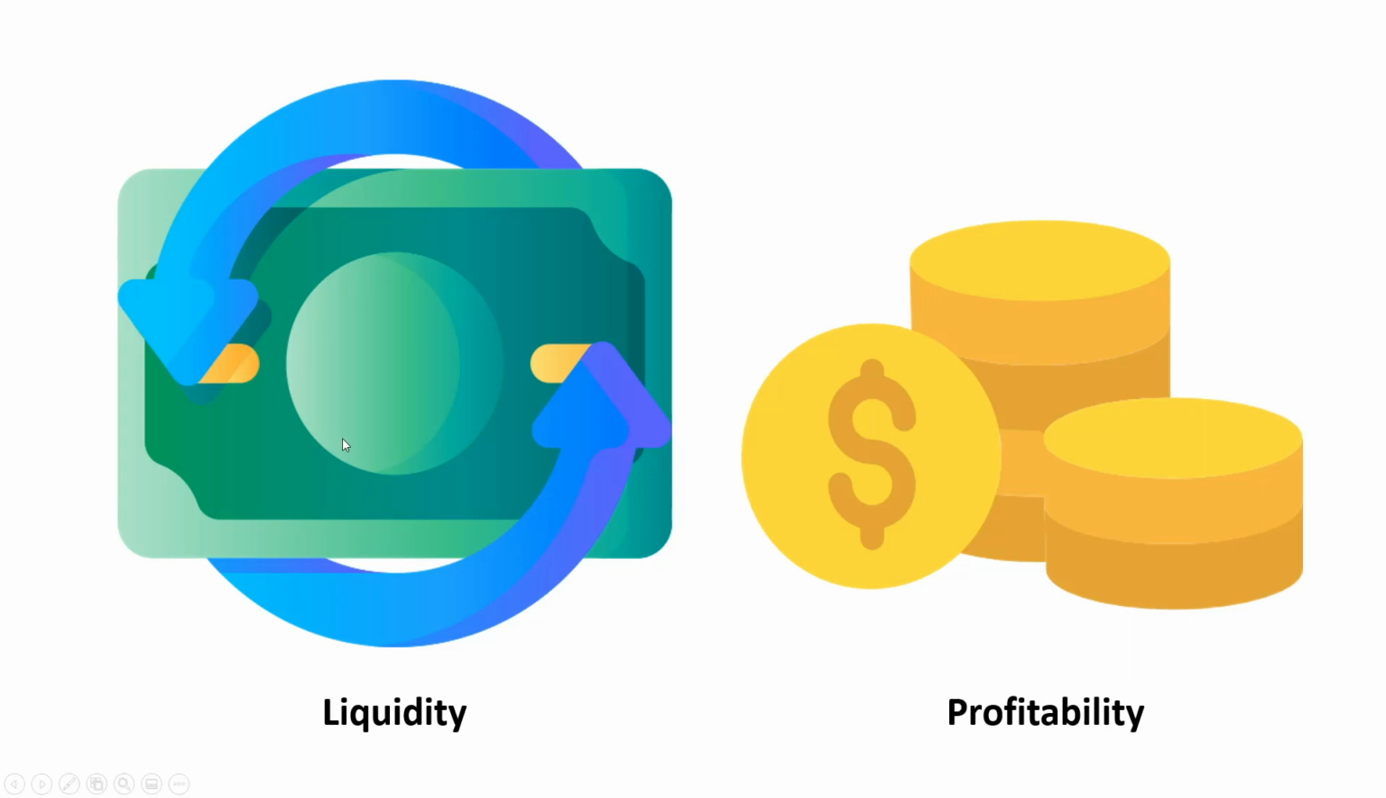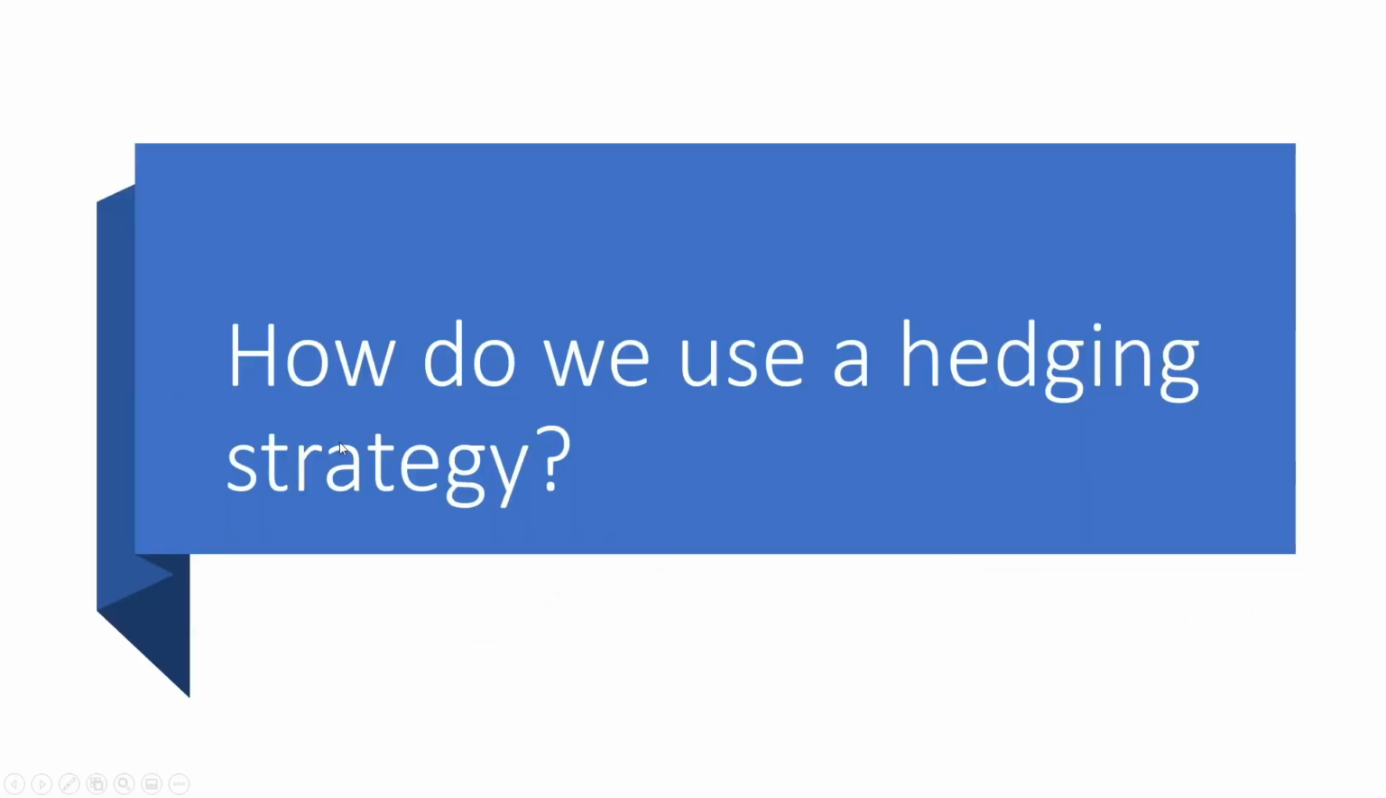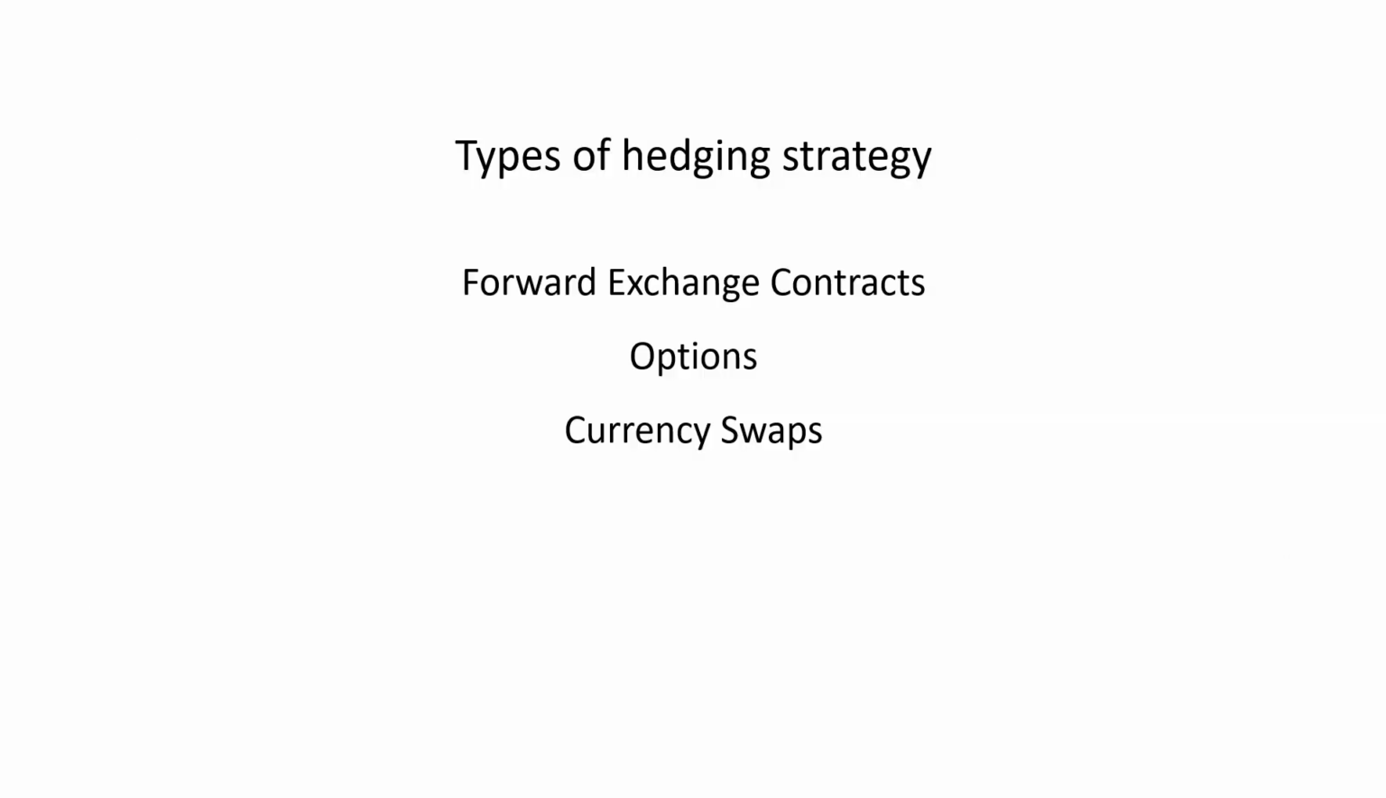So we can move on to the third question, which is how do we use a hedging strategy to make sure a business benefits? Well, there are three types of hedging strategies that we can use for the purposes of HSC Business Studies. And those three hedging strategies are forward exchange contracts, options, and currency swaps. So let's start off with forward exchange contracts.